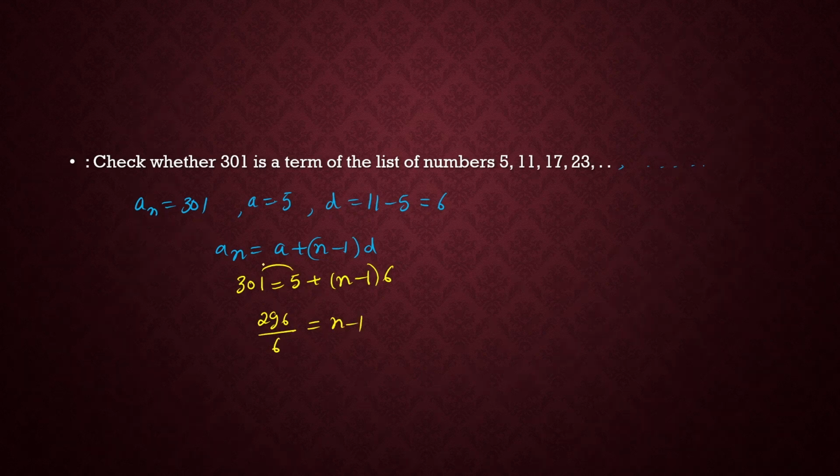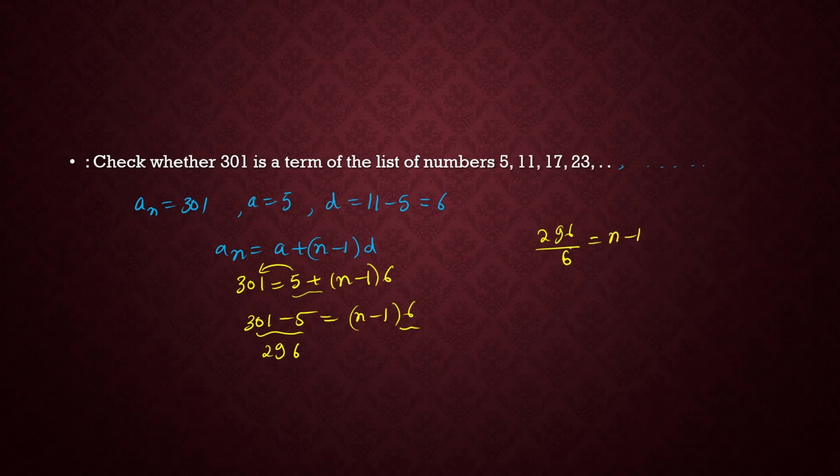Hope you understood this. First thing I did is bring the 5 to the other side, so that became 301 minus 5 because it was an addition here. So 301 minus 5 is equal to n minus 1 into 6. 301 minus 5 is nothing but 296. Next thing I did is bring 6 to the other side. Here 6 is in multiplication; when I get it to the other side, it becomes division. So 296 divided by 6 is equal to n minus 1.